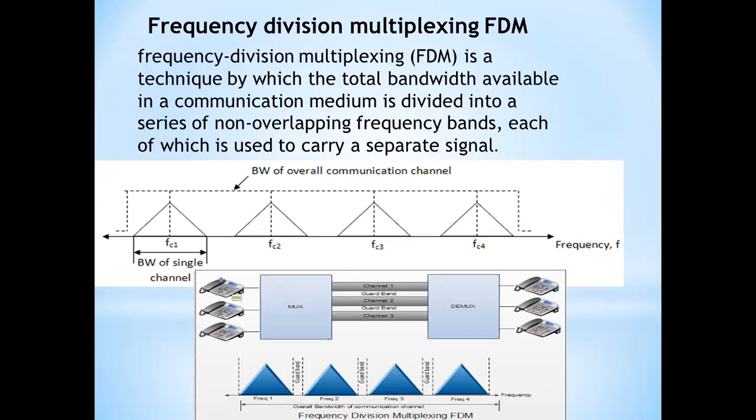The general form of FDM systems is used for multiplexing analog signals. The applications of FDM are: first, telephone systems; second, AM, that is amplitude modulation, and FM, that is frequency modulation, radio broadcasting; third, TV broadcasting; fourth, first generation cellular phones used FDM.